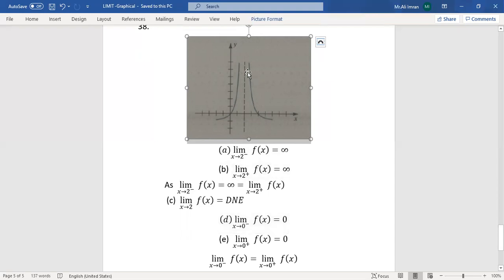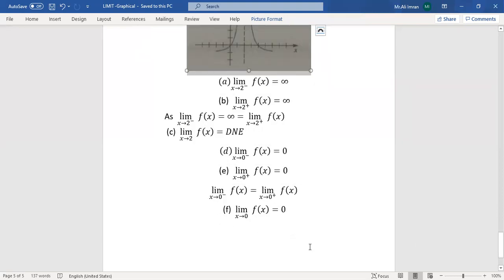If we approach the limit x greater than 0, that is the right hand limit, we will have also the graph at the origin. At origin, value of the function y is equal to 0. Both left hand limit and right hand limit are equal, therefore our f part will be limit x approaches 0 of f of x is equal to 0.